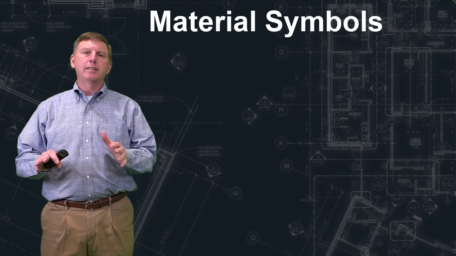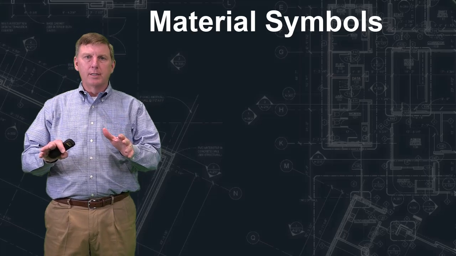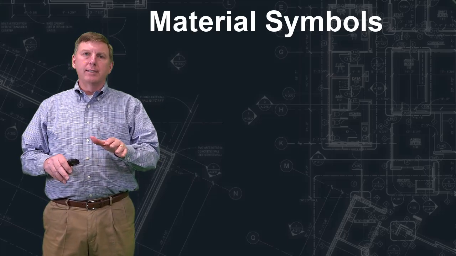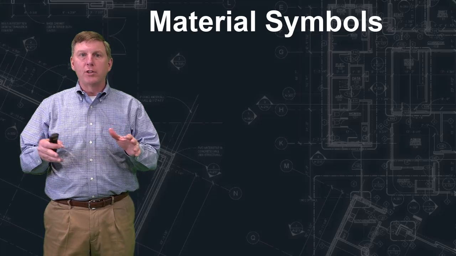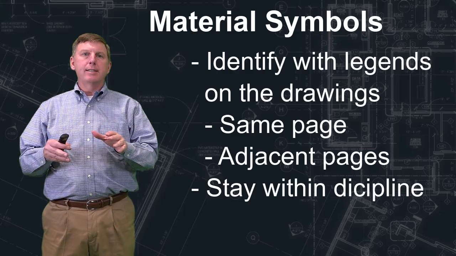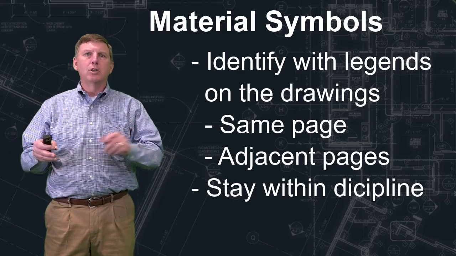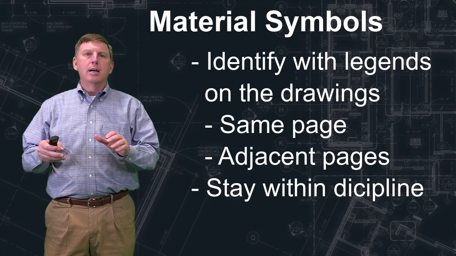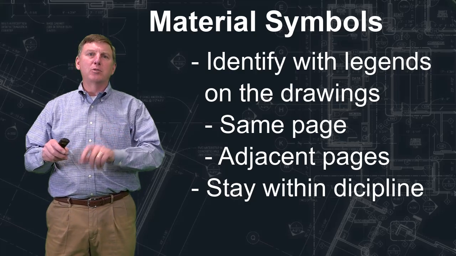Like most things, there are a lot of different material symbols used on drawings. But fortunately, you're going to be able to find out what they are through legends and other notes on the drawing. The key is to look on the same page, like before with abbreviations, or look on adjacent pages, but it'll probably be there. You do want to avoid switching disciplines.